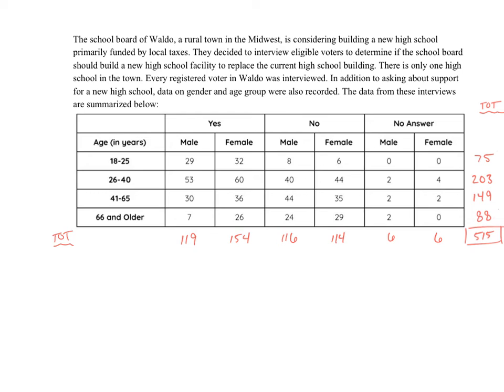And I want to try to keep these videos around 10 minutes, so I'm just going to ask one more question. What is the probability that a registered voter did not answer the survey or is between 18 and 25 years old? So I want to know what the probability is that there was no answer or they were between 18 and 25 years old. So I'm going to need the number of people in those groups, divided by the total number of people in the sample space.